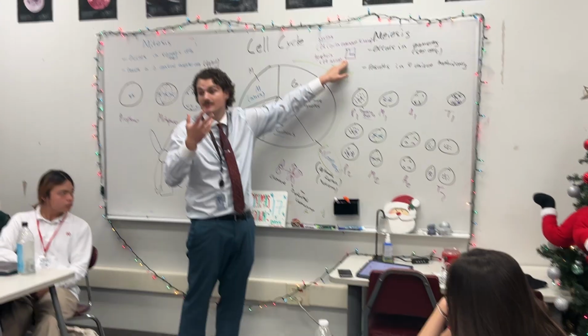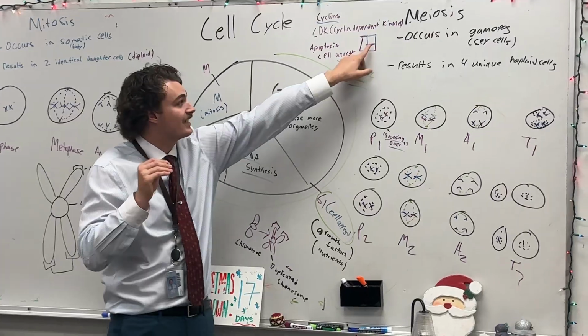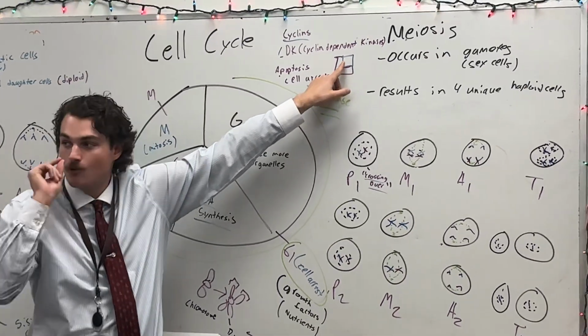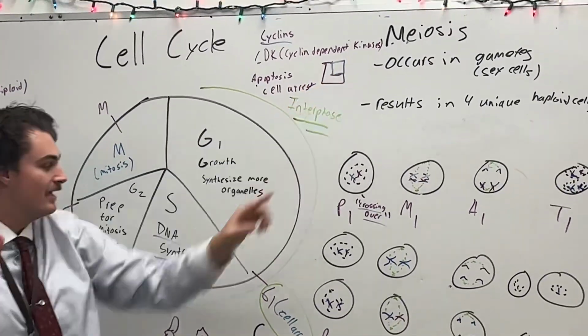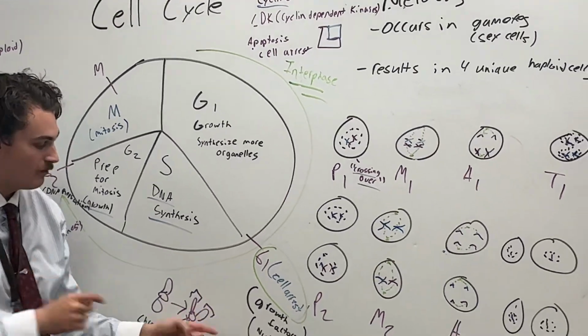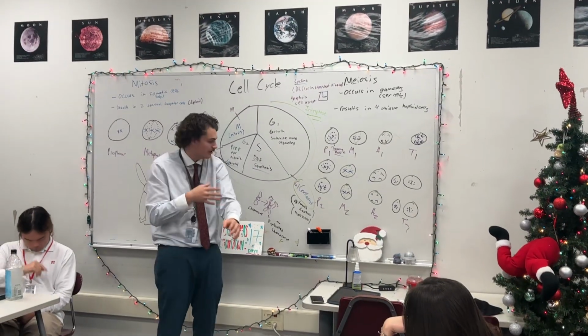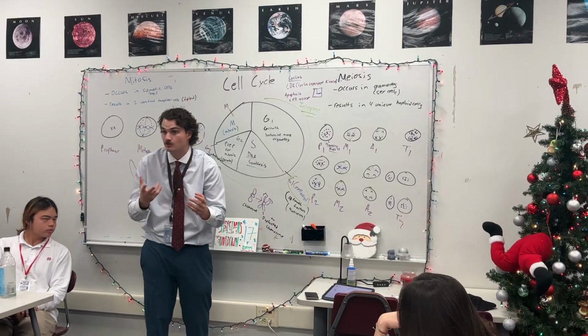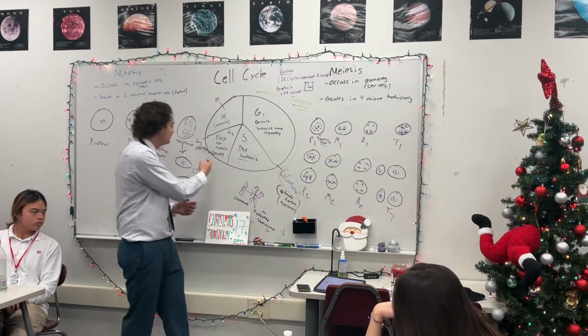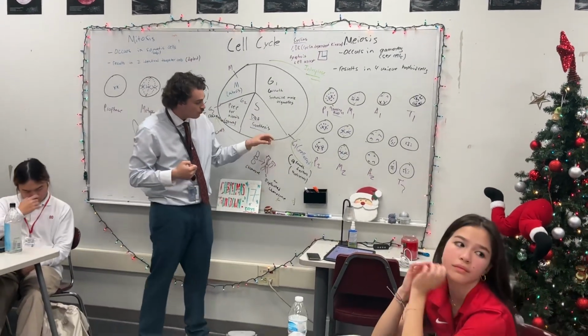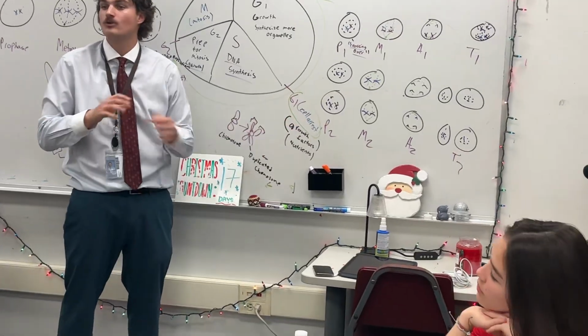CDKs exist and they will be bound to by a cyclin, this blue box here. The cyclin will activate the cyclin-dependent kinase, and what will happen is, at each checkpoint, we will look for things such as growth factors. Do we have room to expand our skin here? Do we have enough nutrients to continue growing? If the answer is yes, we'll continue on. If the answer is no, we'll go into the G0 phase, or cell arrest.